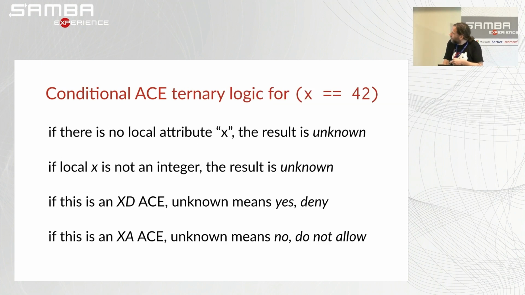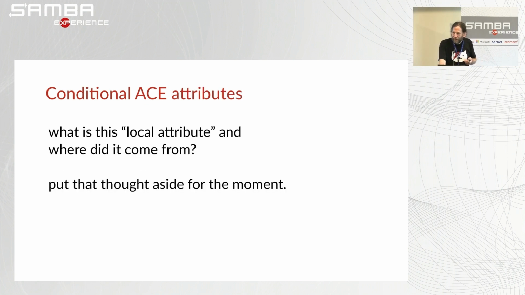But this X is called a local attribute, and you're probably wondering where it came from. I've just been working on conditional ACEs, and I haven't known this myself. I just thought, they come from somewhere. Turns out they come from claims, but I'll just put that aside for the moment. Let's talk about conditional ACEs a bit more.